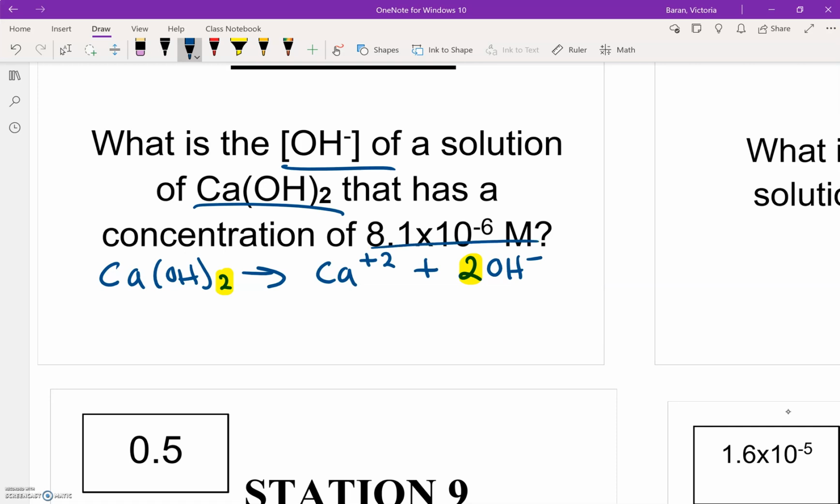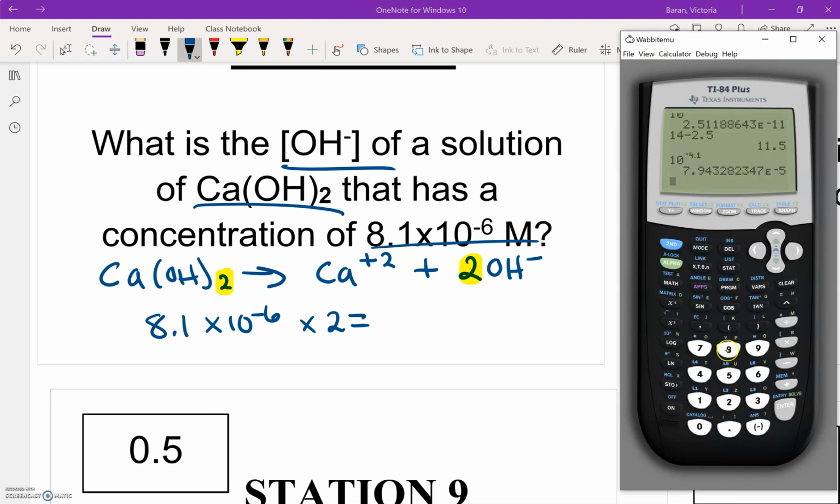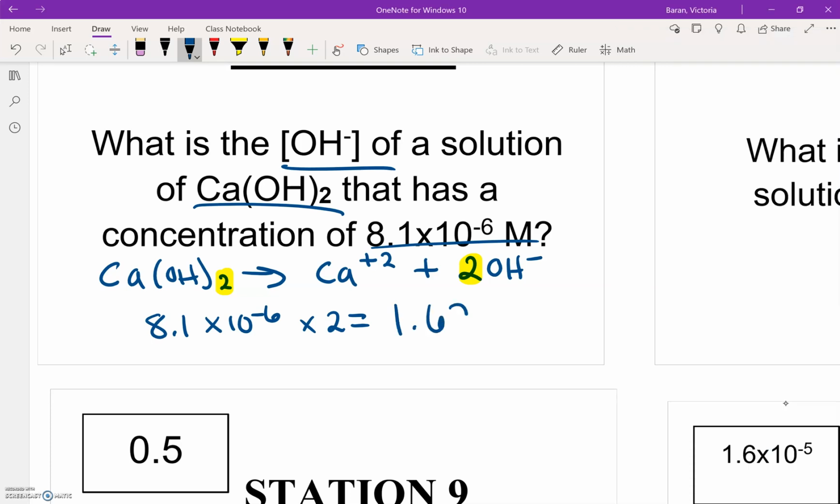And this concentration right here is moles per liter. So we're going to have to take that 8.1 times 10 to the negative 6, and multiply it by 2. So in my calculator, I'm going to do 8.1. This is when I use that E function. So I'm going to do that second blue button, and then the button above the 7, that comma, E negative 6 times 2. And I'm going to get 1.62 E negative 5.